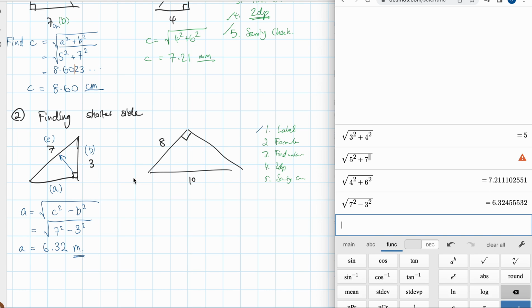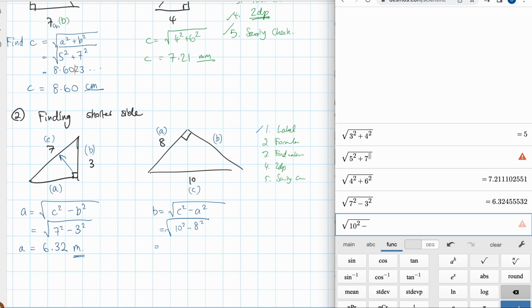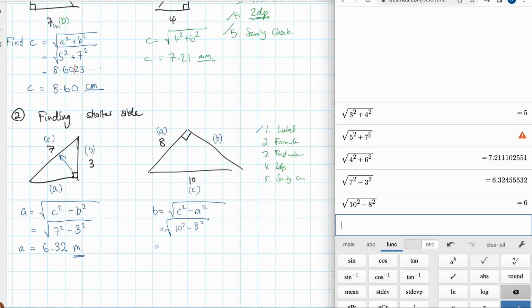We're going to go through the answers now. First step, label. I'm going to call this one A, and therefore this will be B, just to practice using the other formula. Doesn't matter if you did it the other way. B is equal to, use the formula, C squared minus A squared, plug in the values, take the square root, and then we put that into our calculator. 10 squared minus 8 squared, and out pops a nice clean answer of 6. It could be centimetres, right?